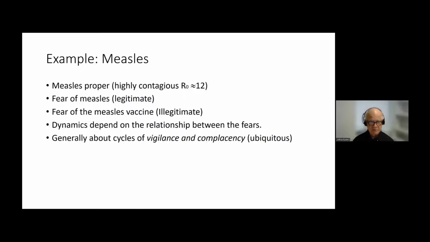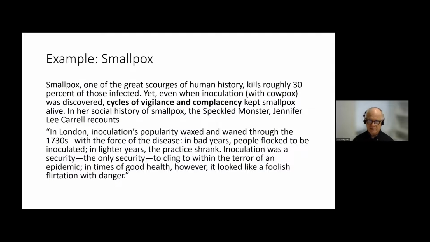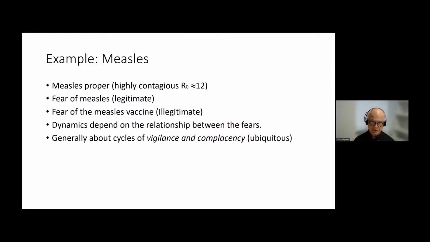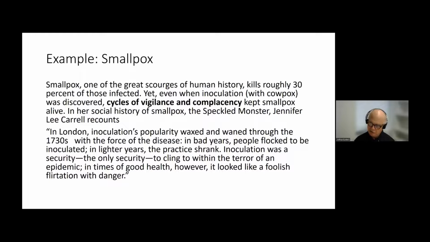Any claims of connection between the vaccine and autism have been thoroughly refuted scientifically. But fear of the measles vaccine remains, and it's responsible for big outbreaks in 2015 in California and so on. But the dynamics now depend not just on one fear, but on two. And in general, we're interested in cycles of vigilance and complacency. One historical example of this, where there's real disease, is smallpox: there's fear of the disease, and there's fear of the vaccine.